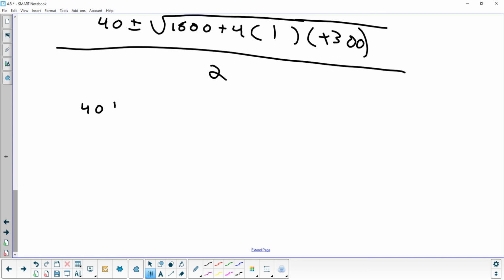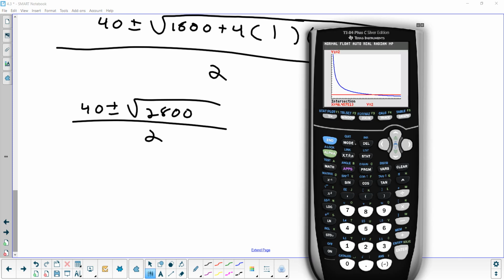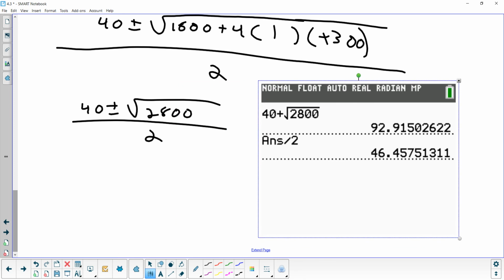So we get 40 plus or minus the square root of 2800 over 2. Let's round that off and see what we get. So let's do 40 plus square root of 2800 divided by 2, and that gives me 46.46 miles per hour. It's exactly the same speed we got doing it as an intercept.